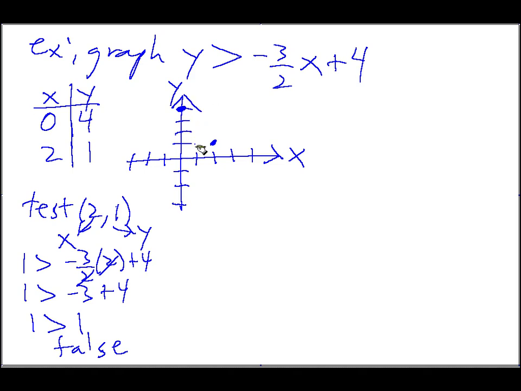So how do I graph such a line? We don't graph it drawing it straight through like we're used to doing. We're going to graph this with a dashed line. So you graph it with a dashed line, a broken line, if you will. The convention we use for saying that points on the line will not satisfy this inequality is a broken line or a dashed line.